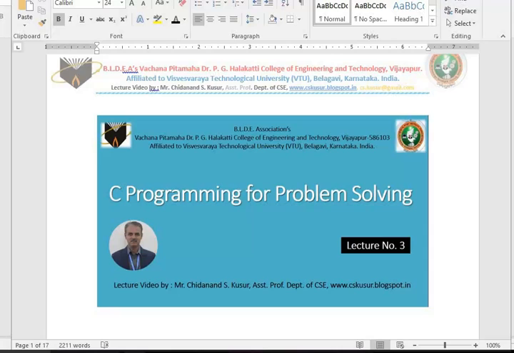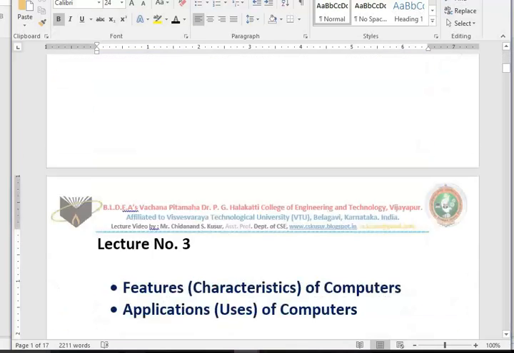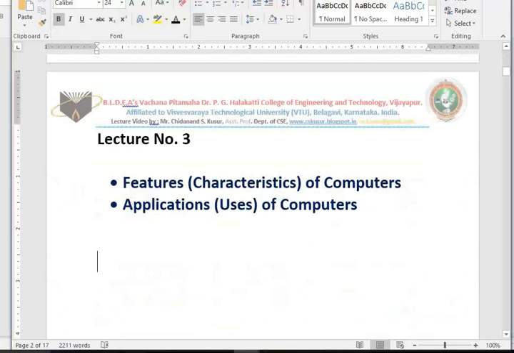In the last class I started module number 1 for you. We discussed what is computer as well as the components of computer system. In today's class I will teach you two more small topics named features of computers and applications of computers. These two topics are very simple and very interesting, and you gain knowledge also.